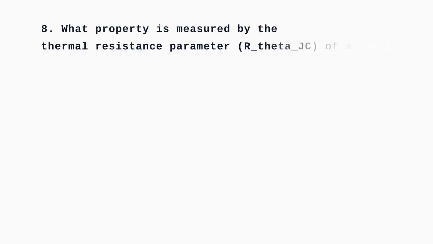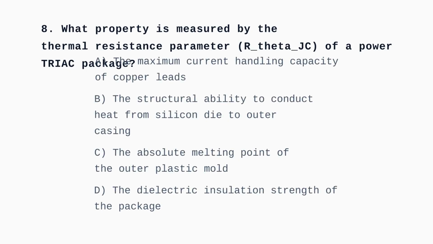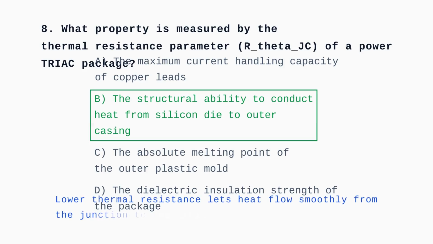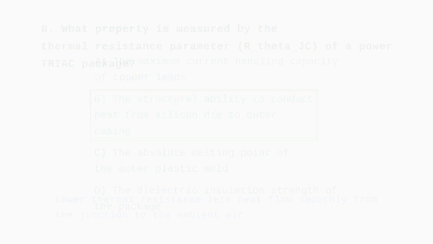Question 8. What property is measured by the thermal resistance parameter of a power Triac package? Junction-to-case thermal resistance tracks how efficiently heat flows out from the active internal silicon die into the outer metal tab for transfer to an attached heatsink.